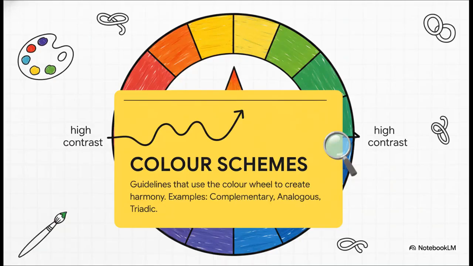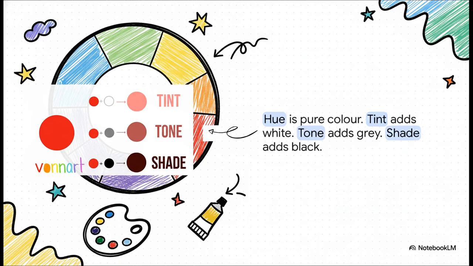So using those relationships, designers have figured out these proven recipes called color schemes. For example, a complementary scheme uses 2 colors from opposite sides of the wheel, like blue and orange, for super high contrast and energy. Or you could use an analogous scheme, colors right next to each other, for a much calmer, more harmonious vibe. And to get even more advanced, we have to talk about value.